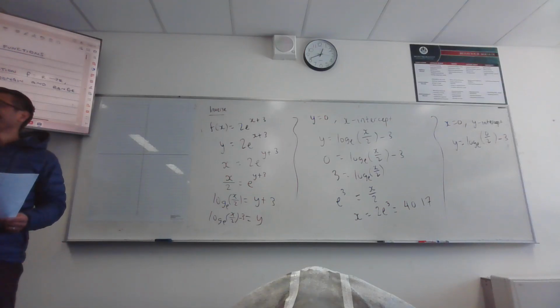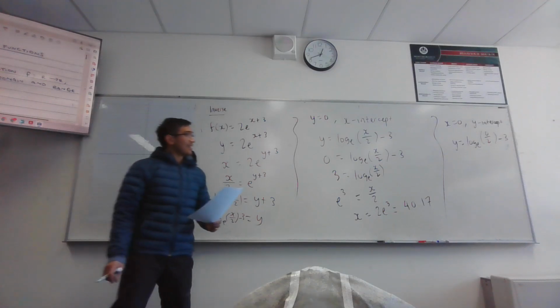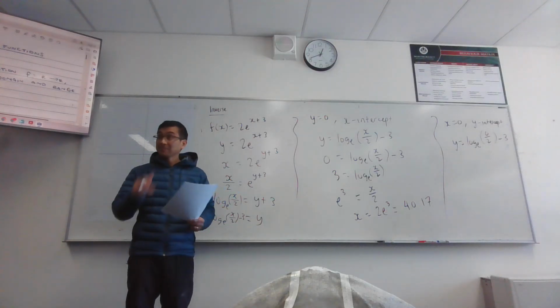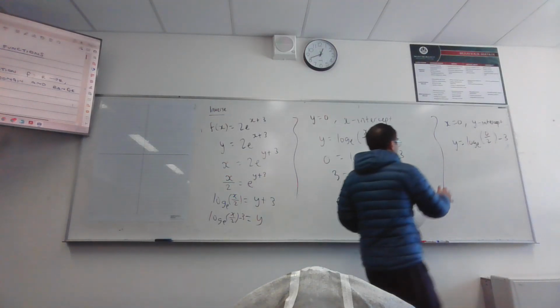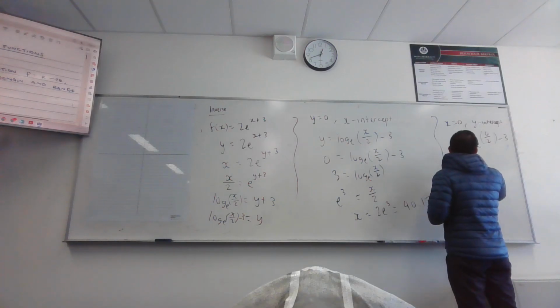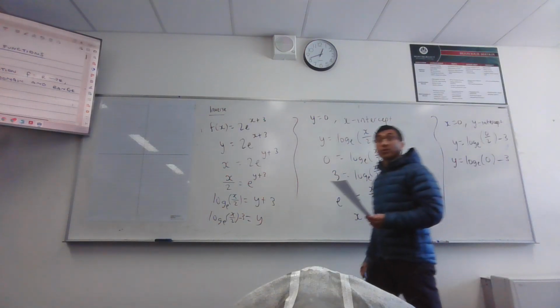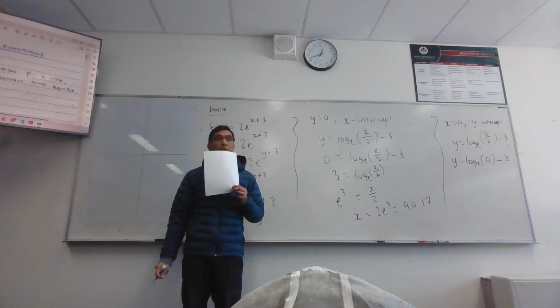Good try. Good try. 3. Good try. Zero divided by 2 is a 0. What are we getting at here?